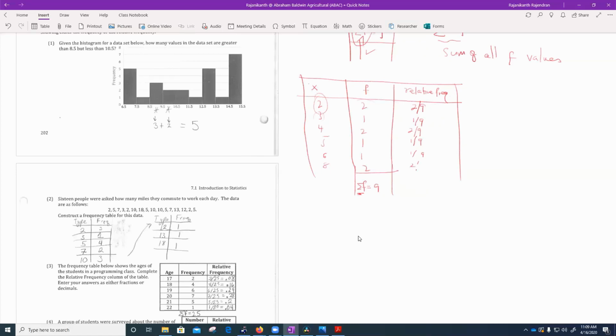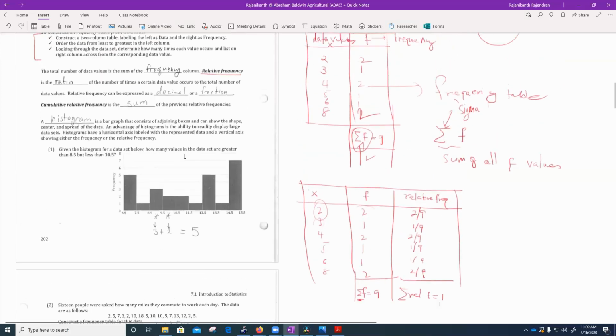If you do it correctly, the summation of your relative frequency, just simply add all these fractions. Now I have fractions here. You should always get 1 if you do it correctly, okay? So make sure that you are getting 1. 2 plus 1, 3 plus 2, 5, 6, 7. 7 plus 2 is 9. 9 over 9, which is 1. So you should get that correctly. That is called the relative frequency.